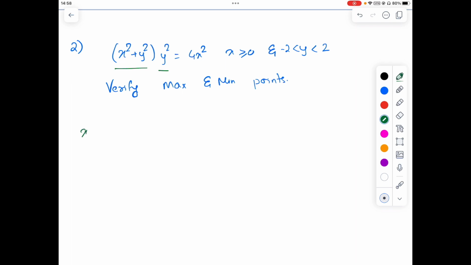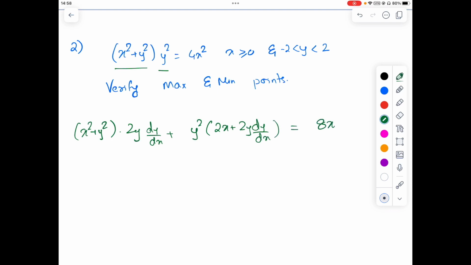So I keep x square plus y square as it is, and y square derivative is 2y dy by dx. Next, x square plus y square as it is, then what am I going to do? I'm going to find the derivative of x square. So y square as it is, x square derivative is 2x and y square derivative is 2y dy upon dx, equals 4x square derivative. What is the 4x square derivative? 8x. So this is u and v.